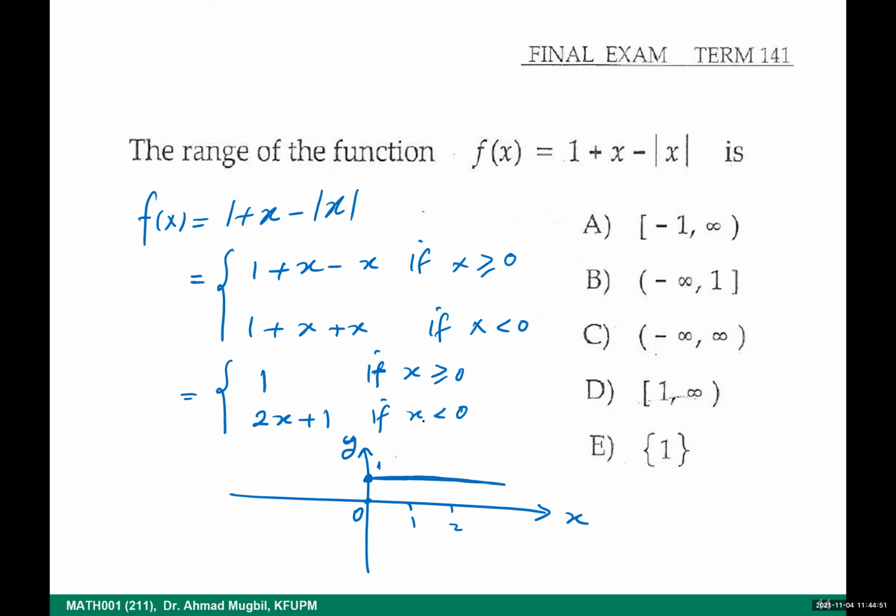Now, go to the left. When x is less than 0. When x is 0, we have also 1. So we have this point. When x is less than 0, like negative 1, for instance. When it is negative 1, what will you get?